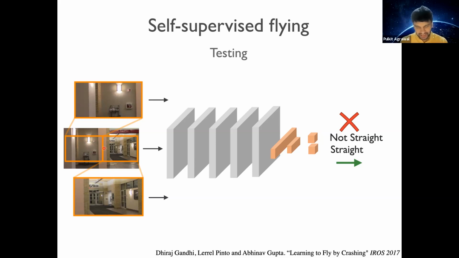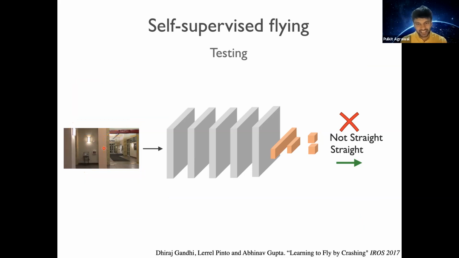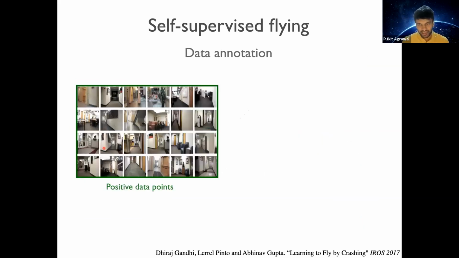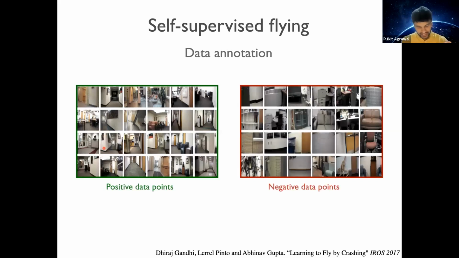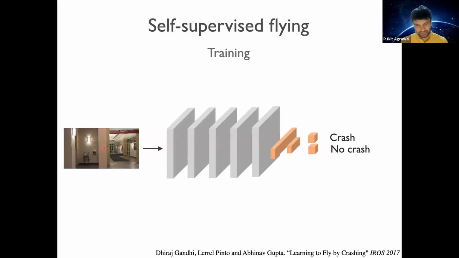So is this clear or is this confusing? Right? I can just recap this once again. We have this data that we collected. Given an image patch, I can say if I move straight, am I going to crash? Am I not going to crash? I use this data and I train a network which, given the image, predicts a crash or a no crash. I've trained the system.